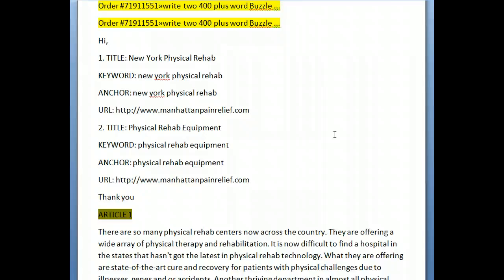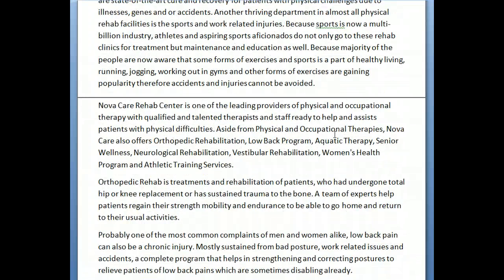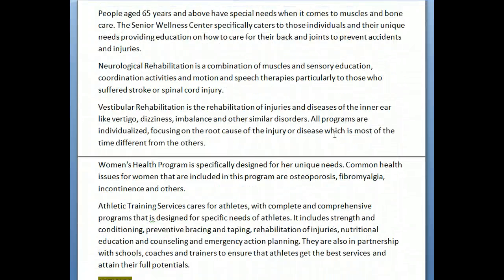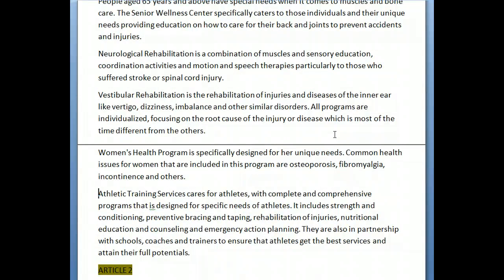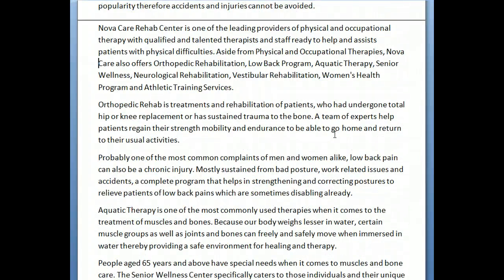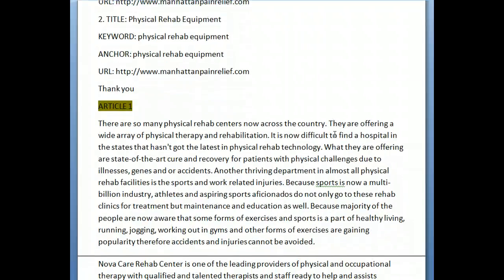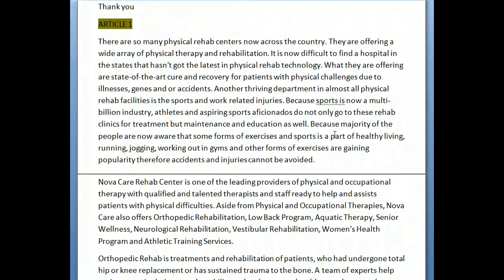So in this particular situation here, the first article titled New York Physical Rehab, the keyword is New York Physical Rehab, and the article that you find here that has been researched won't speak directly to New York. What it will have is just information about physical rehab, specifically in the US. It is up to the writer now to take this article, spin it, and then to vaguely include information about New York, which would make it seem that the article is about New York physical rehab.